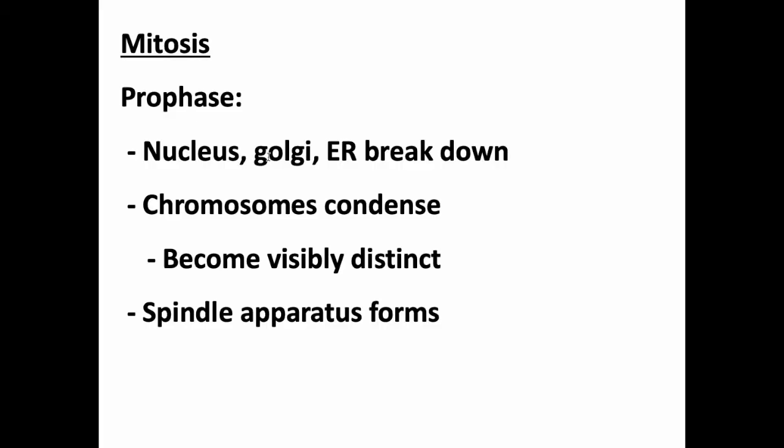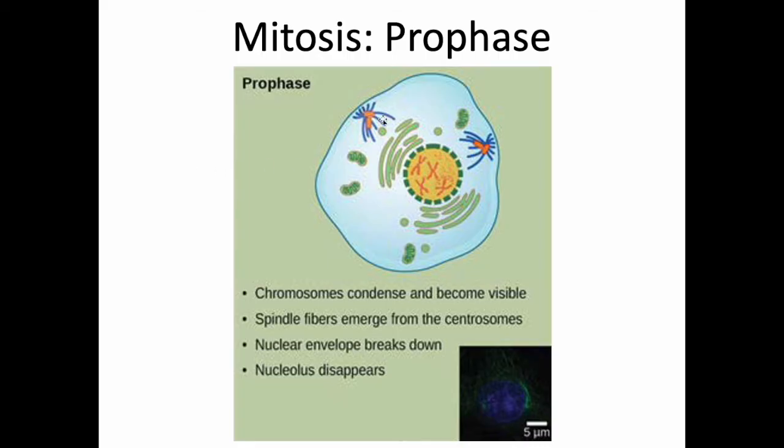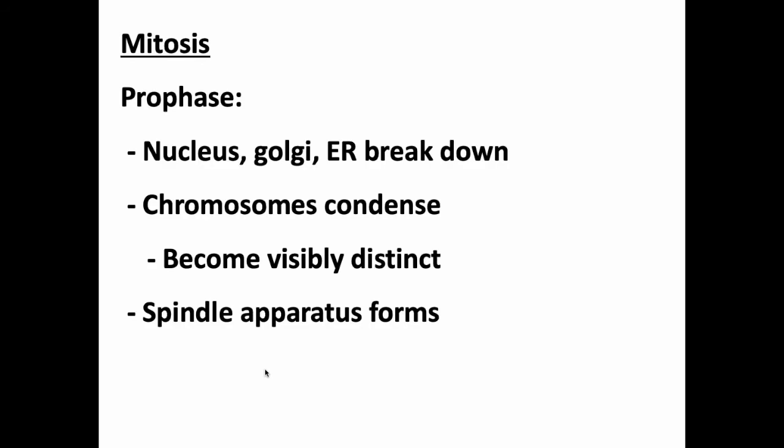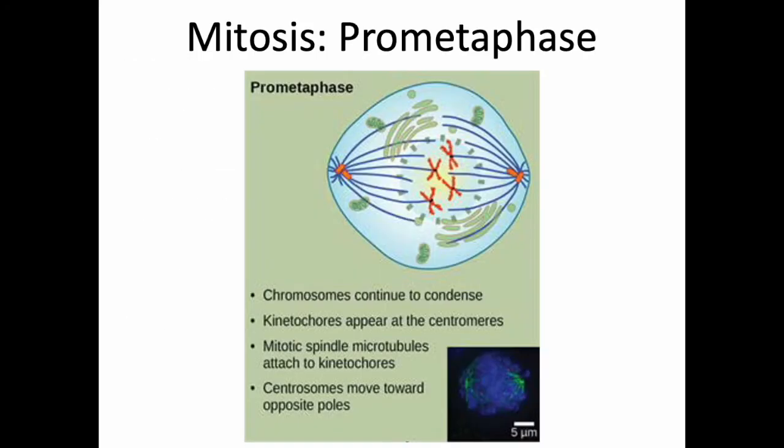So prophase: nucleus, Golgi, and ER break down. Chromosomes condense. They become visibly distinct. And something called the spindle apparatus forms. We can see it over here, this blue spider-looking thing. I'm not going to say more about the spindle apparatus now. We'll see what it does in just a second, which is prometaphase.